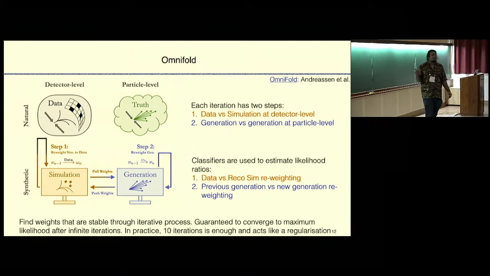And when does this start to converge? When you find a set of weights which becomes stable over these multiple iterations. So you can pull and push, and the simulation continues to look like data. So your reweighting will really just give you ones at the end. The likelihood ratio will be 1 everywhere, right?